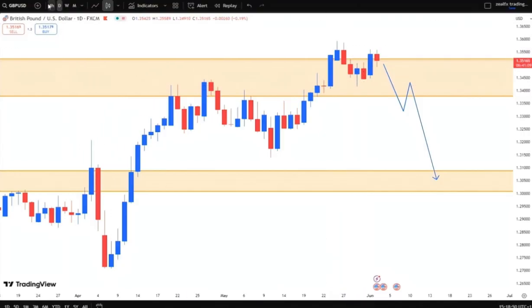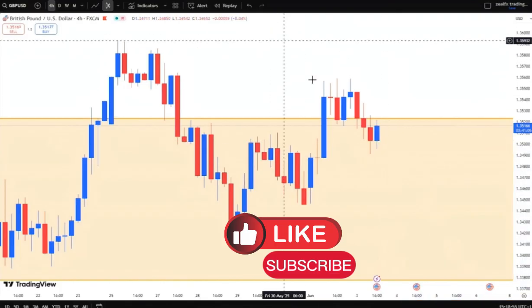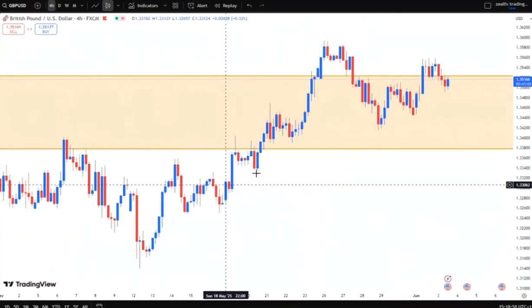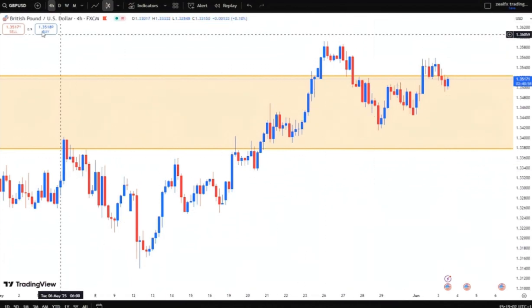So let's look at the 4-hour chart of the British pound USD. On the 4-hour chart, we can see that we still have an uptrend. We previously had an uptrend structure, then we now have a sideways trend.